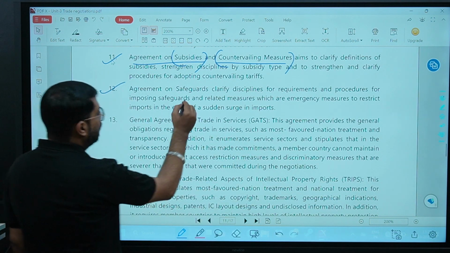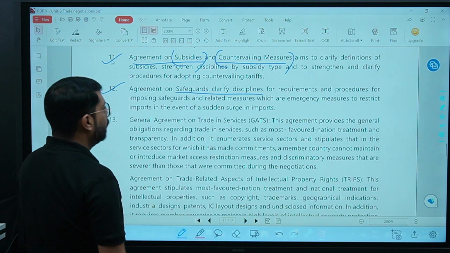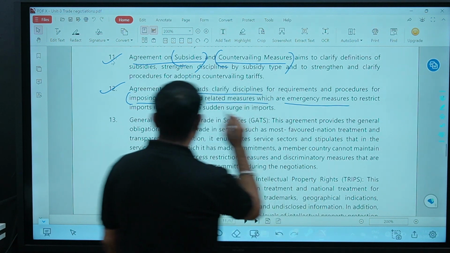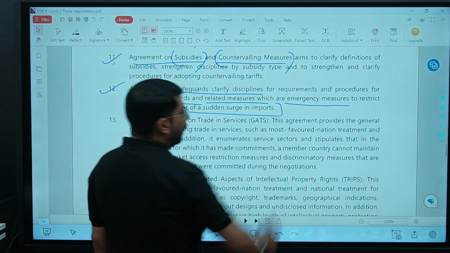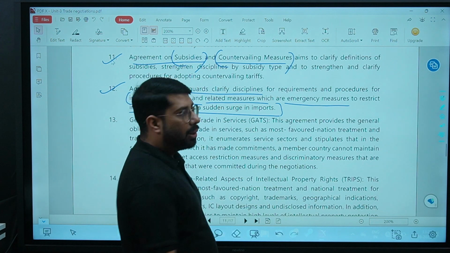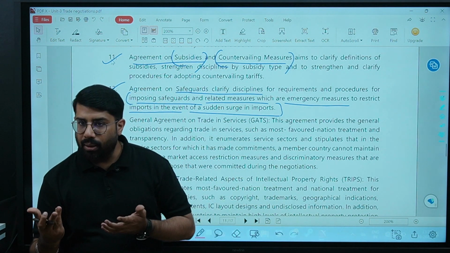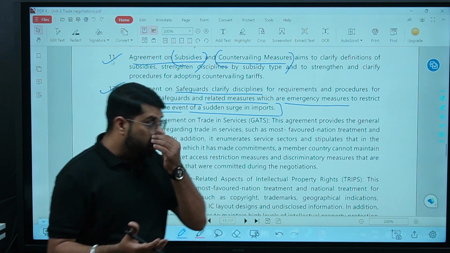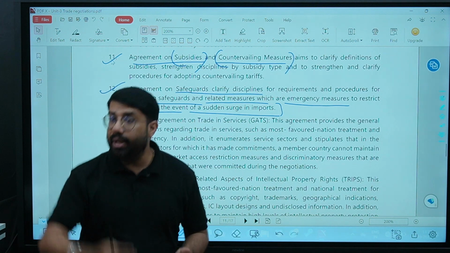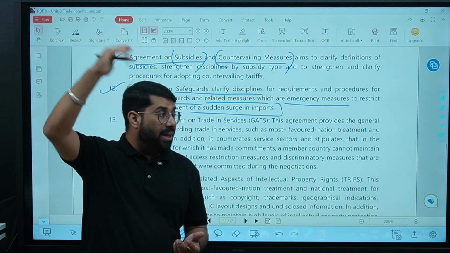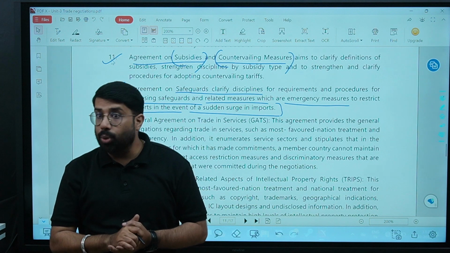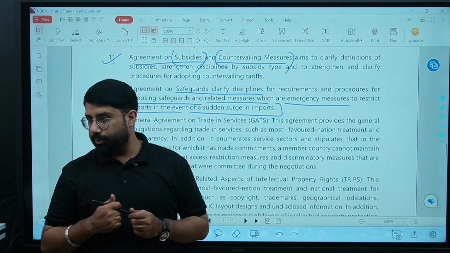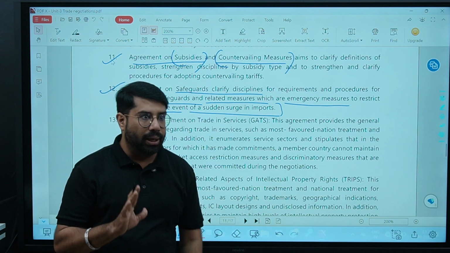Next says, agreement on safeguards clarifies disciplines for requirements and procedures of imposing safeguards and related measures, which are emergency measures to restrict imports in the event of a sudden surge in imports. Now, the 12th agreement says that in case of any emergency where imports have increased to a very great level, at that time we should cut down the imports. Otherwise, if we don't cut down the imports from the other country, dependency will increase, and that situation might go against our country.